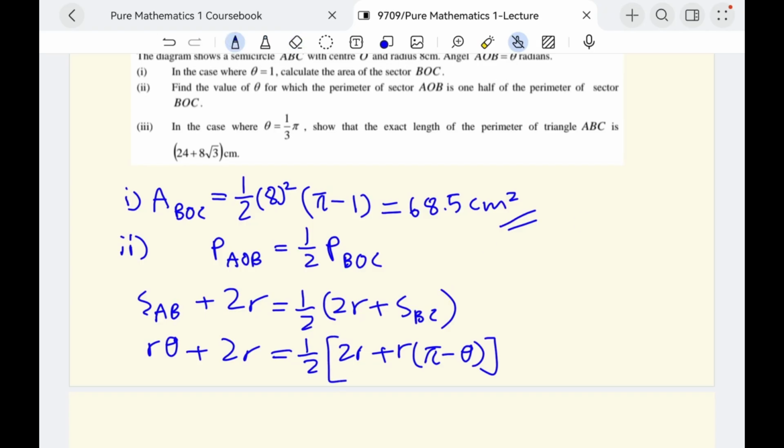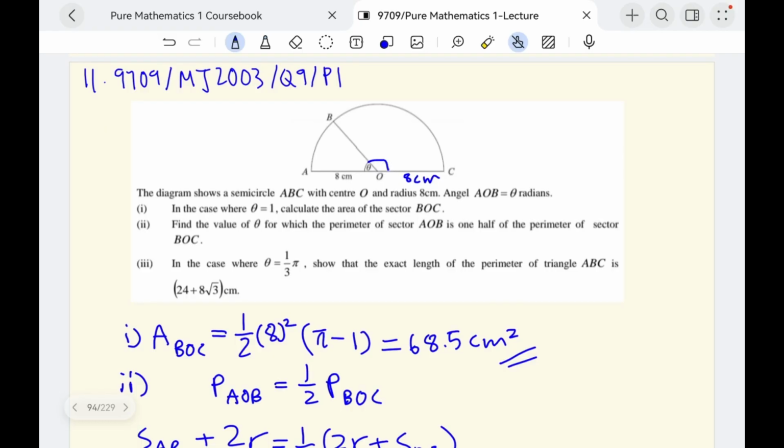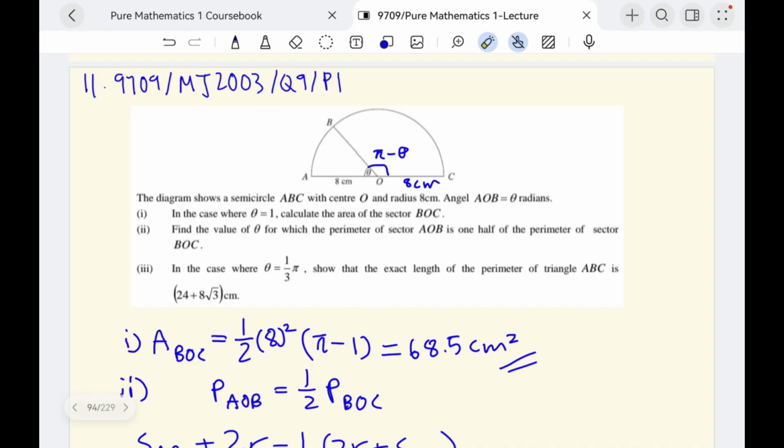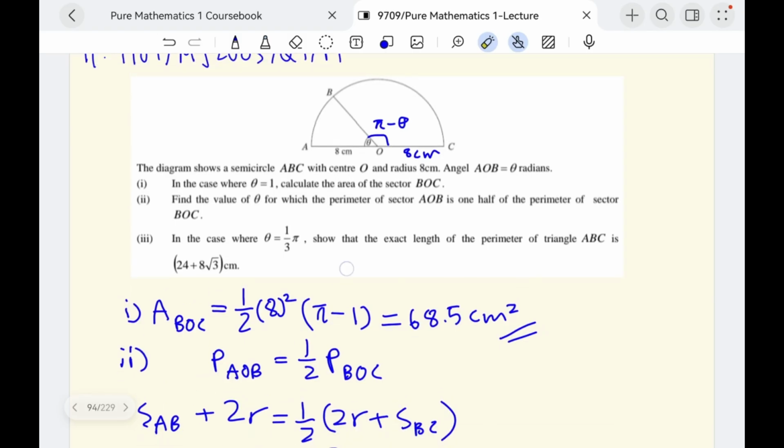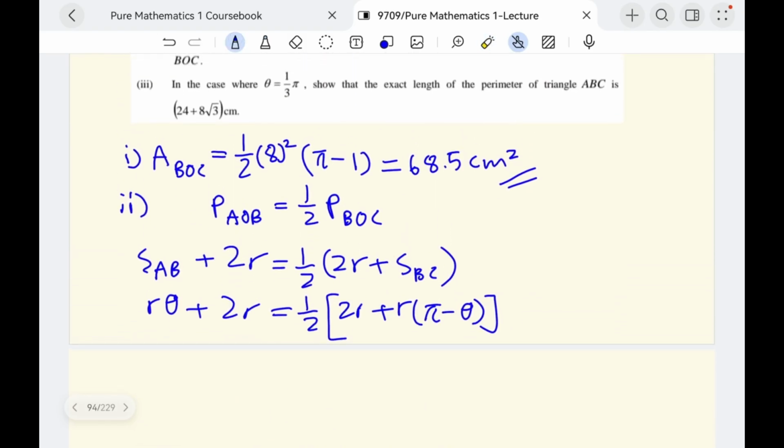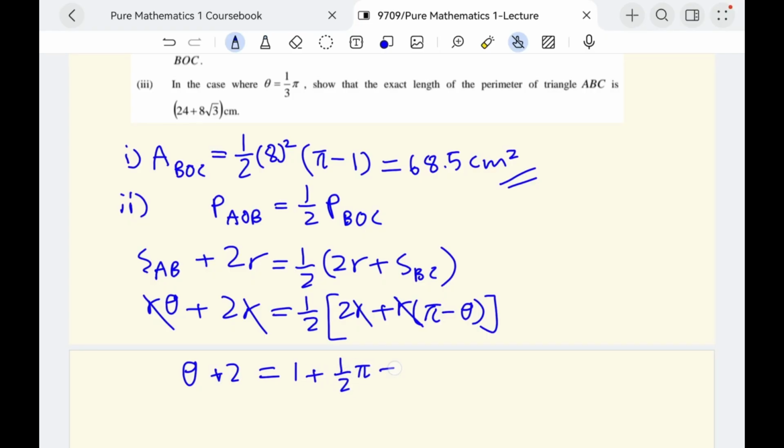As we discussed just now, for the angle, this is pi minus theta. The supplementary angles of these two make pi, which represents 180 degrees. So as you can see, the R in the four terms can be cancelled because of the common factor. So now you will have theta plus 2 equals 1 plus half pi minus half theta.